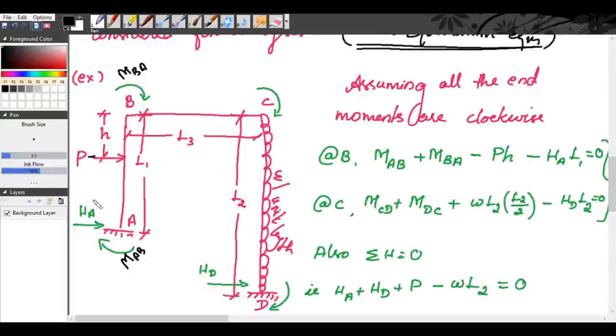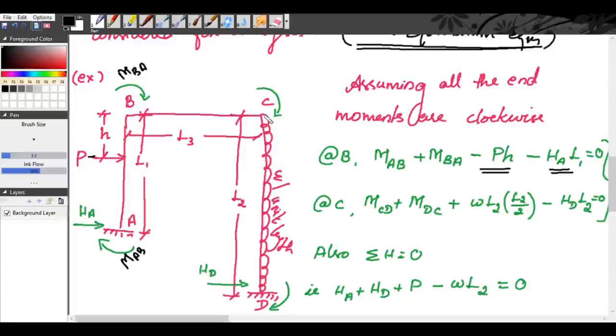Now we have this loading P into H, so it is minus P into H. We have the HA reaction, so HA into L1 is equal to 0. So, this is one shear equilibrium equation.